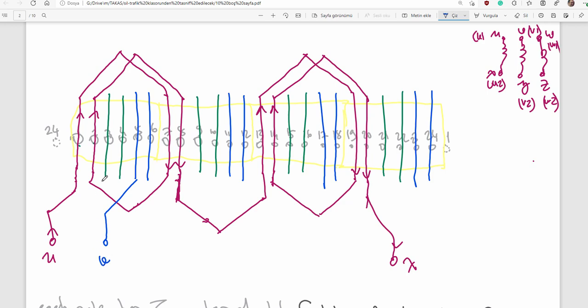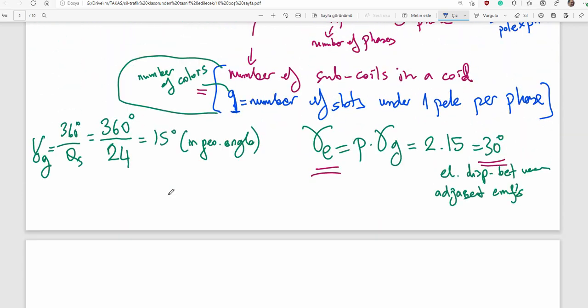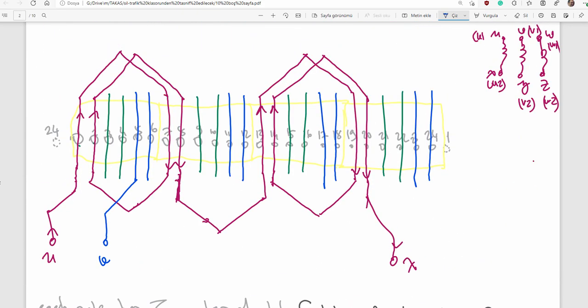V, not here. The second phase starts from here. Let me show you again. That is the electrical displacement between adjacent coils, which is 30 degrees, and then I count up: 30, 60, 90, 120. That is the terminal point of the second phase, V.